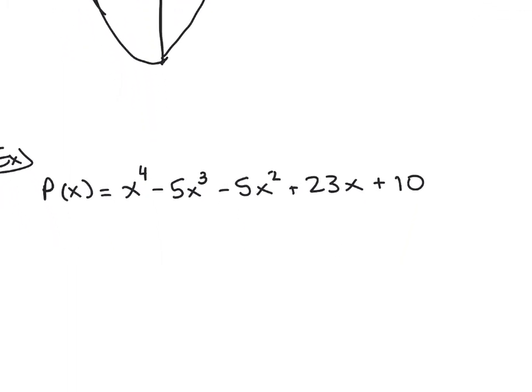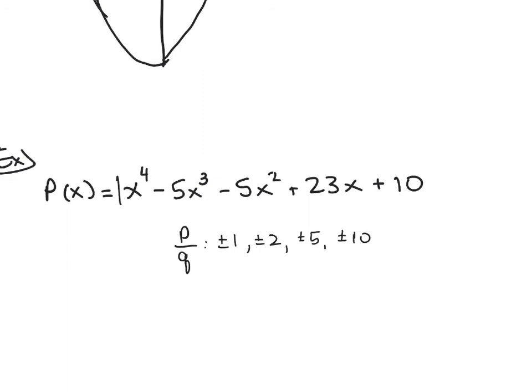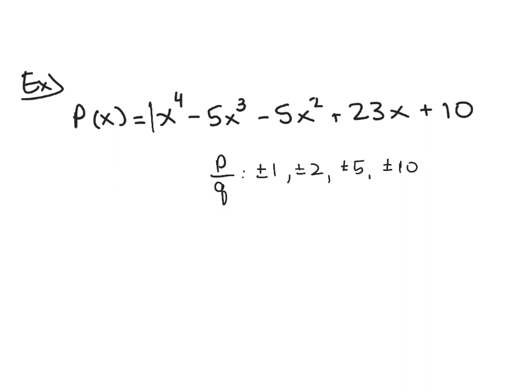So an example, we have a 4th degree polynomial. So it's going to start the same way. We need to do p divided by q. And just for sake of time, anytime q is 1, dividing by 1 doesn't change any of the values in your numerator. So p divided by q, when q is 1, is really just your list here for p. So the factors of 10 are plus or minus 1, 2, 5, and 10. Okay, and then we do our synthetic division.